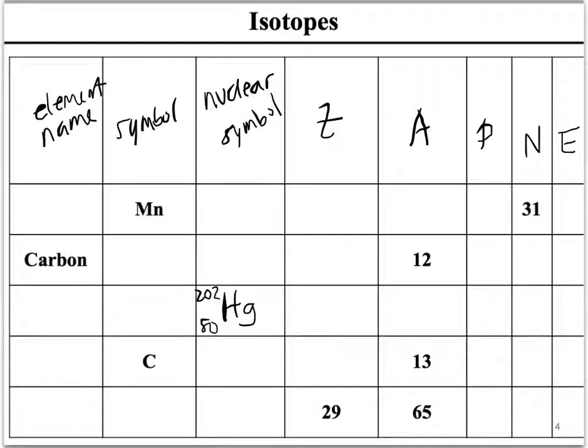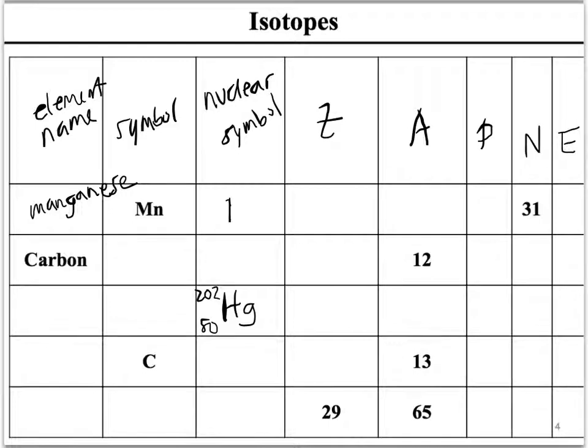Alright, so first row, what we're given is the element symbol. We're told it's Mn, and we're told it has 31 neutrons, so we have to fill out all the rest of this information from just those 2 pieces of information. So first one, Mn. That element's name is manganese. M-A-N-G-A-N-E-S-E. Manganese.